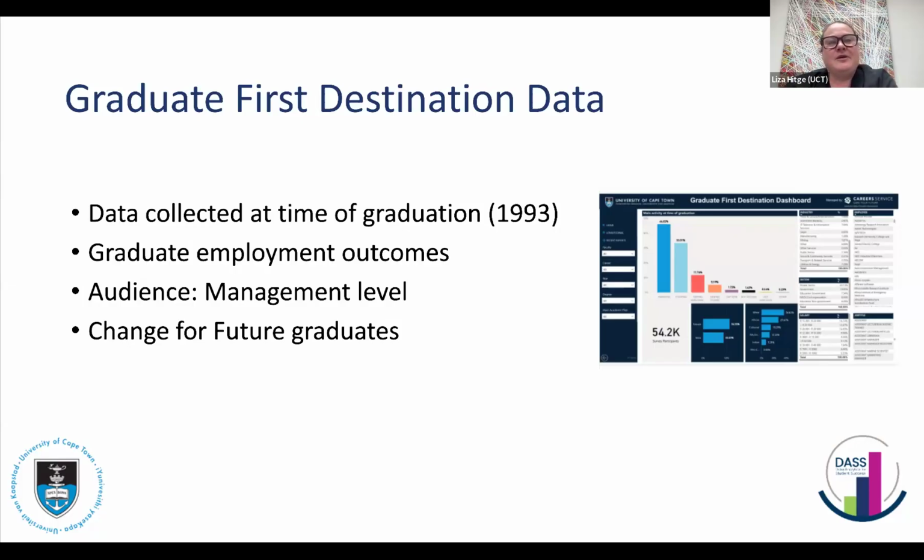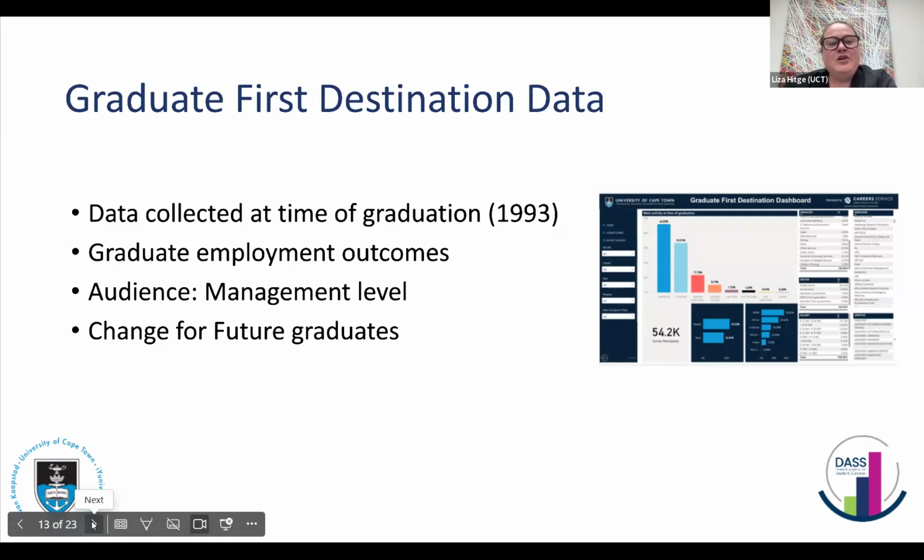So questions around their main activity at time of graduation. Are they working? Are they looking for work? Are they studying further? If they're working, where are they working? And in 2019 we also expanded this to include entrepreneurship explicitly, which wasn't there before.